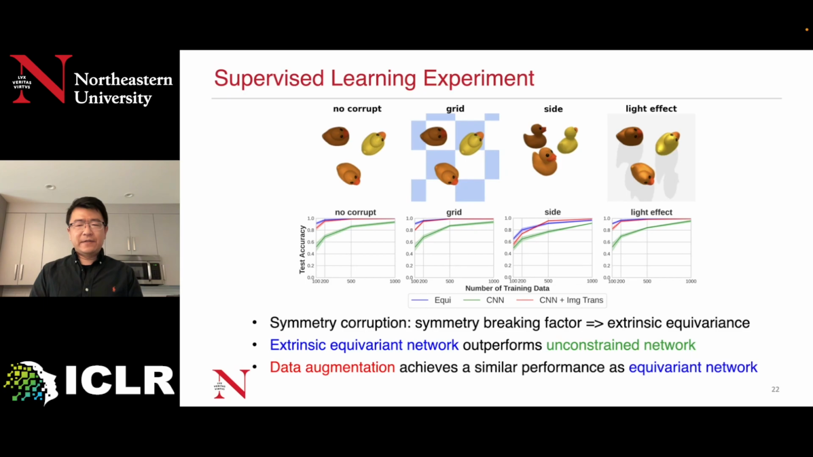We further equip the unconstrained CNN with data augmentation, where the data augmentation will also achieve equivariance, but not through weight sharing. If we compare the data augmentation baseline in red with the extrinsic equivariant network in blue, we will see that they have similar performance, meaning that the key to the success of the blue line is the extrinsic equivariance.